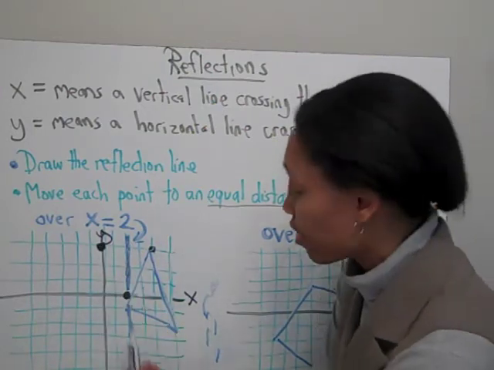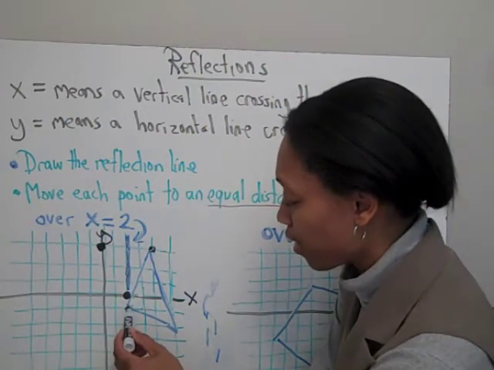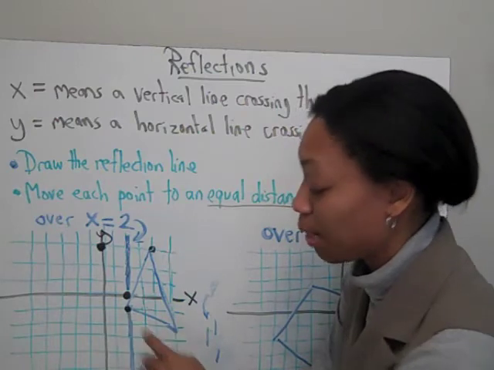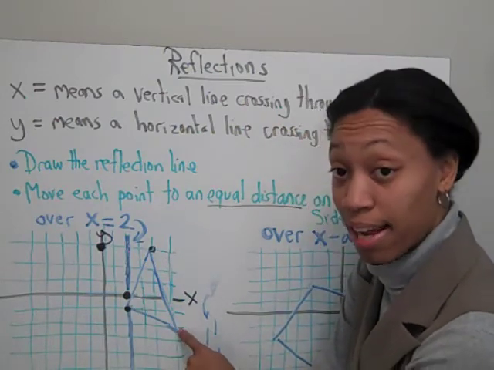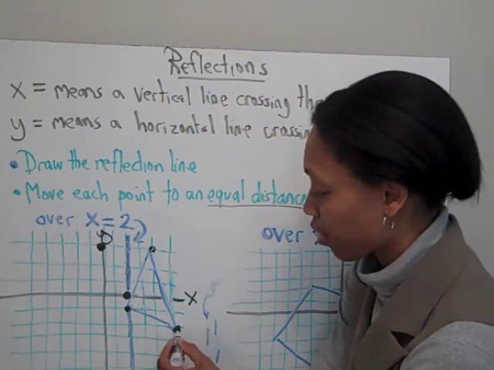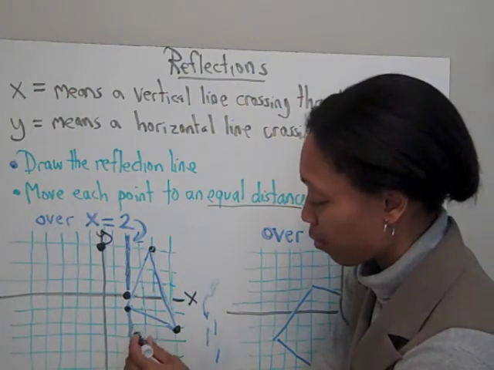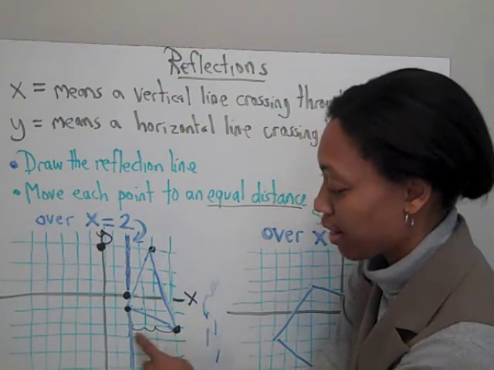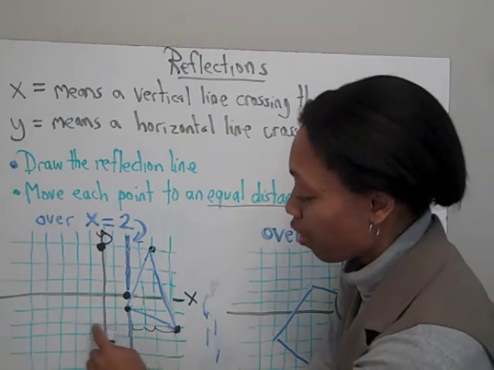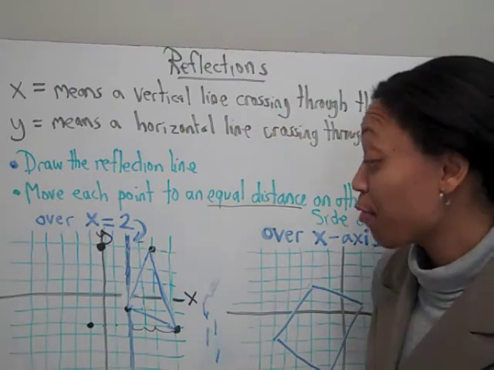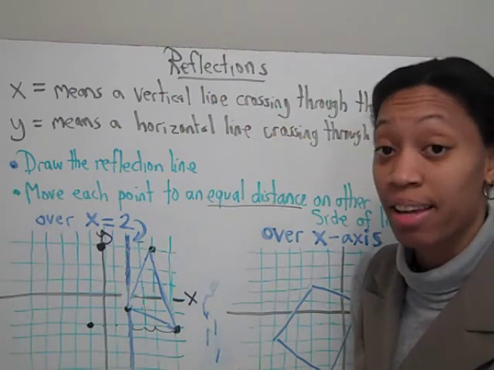Equal distance. Now down here, this point is directly on the line, so I'm going to keep it right there. It's not going to move anywhere. How far away from the line is this point? That point is 1, 2, 3 spaces. Since it's 3 away from the line on this side, we're going to make it 3 away on the other side. So now I've got my new points. I can just connect them to get the triangle.